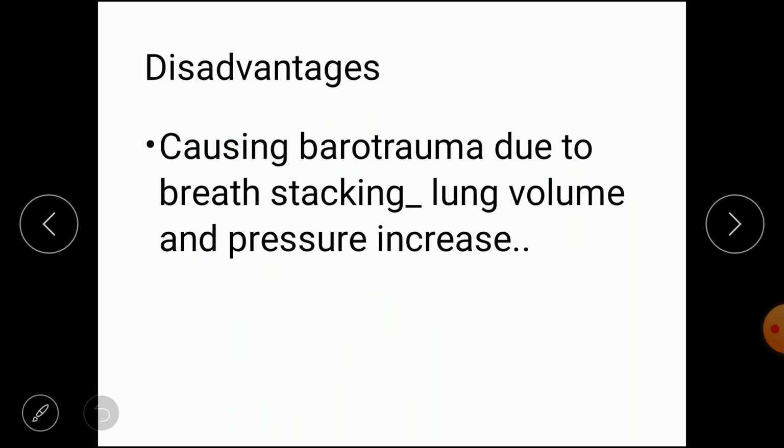Disadvantage: causing barotrauma due to breath stacking, lung volume and pressure increase. In this mode, barotrauma means that due to continuous air pressure, trauma occurs in the lungs. Because lung volume and pressure are increased continuously, breath stacking occurs. That means the pressure is delivered by the ventilator in a continuous manner. So air pressure is increased and lung volume also increased. That causes barotrauma.